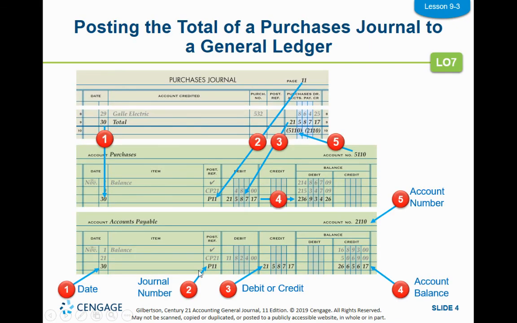And that is pretty much all we do as far as posting from that journal. So it saves time. Instead of posting accounts payable and purchases for every single transaction, you're doing the accounts payable ledger individually and then just the totals.